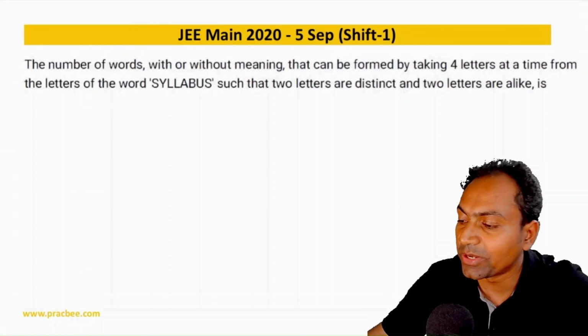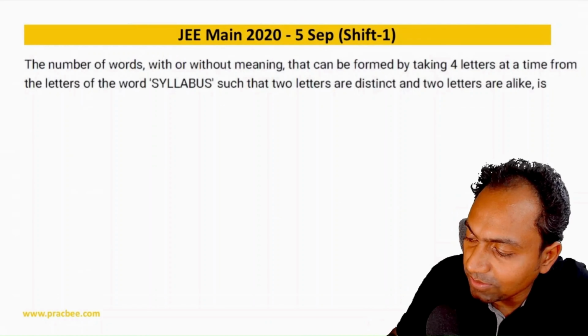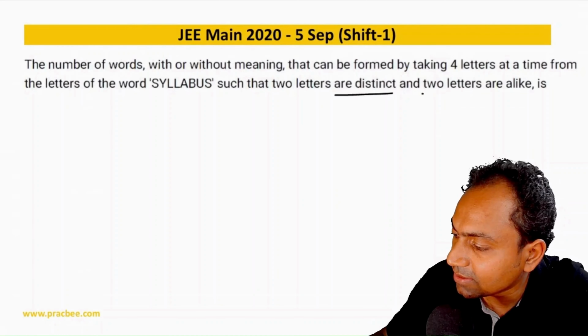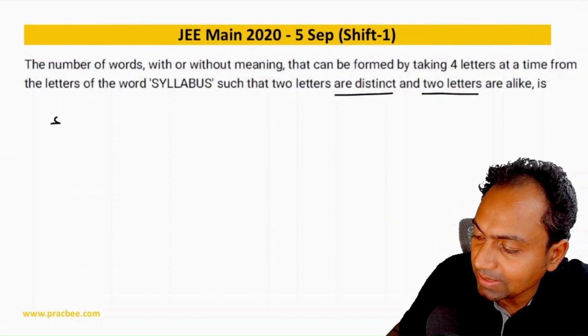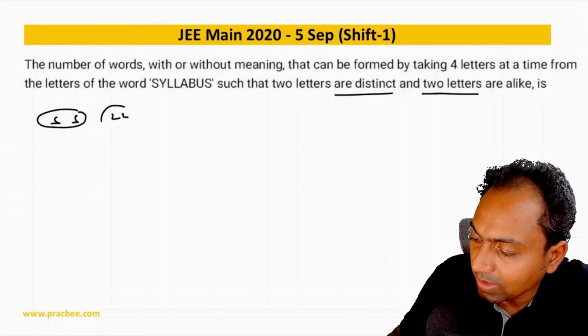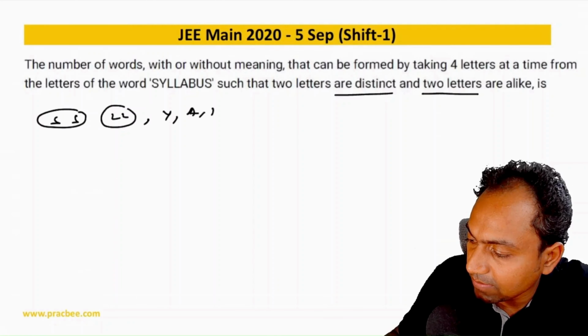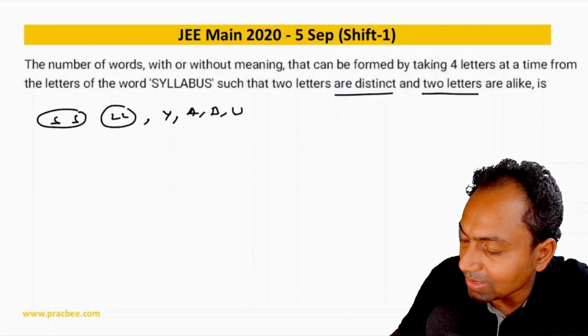Now in this 2020 question, what we need to do is make a 4-letter word such that 2 letters are distinct and 2 are alike. So first let us see how many same letters are there. 2S are there, 2L are there, and then what we have is 1Y, 1A, 1B and 1U. So there are total 8 letters.